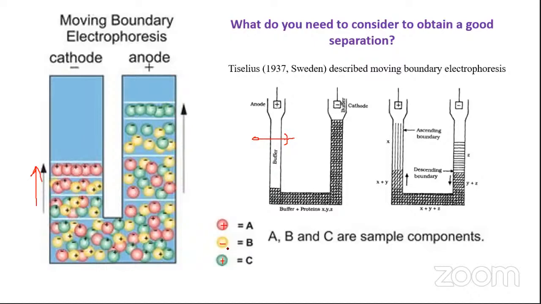Considering B, B is negatively charged, so all B will move towards the positive end. So all B from here will try to get concentrated towards this end, correct? Right? Fine. But what about C? What will happen to C according to you?